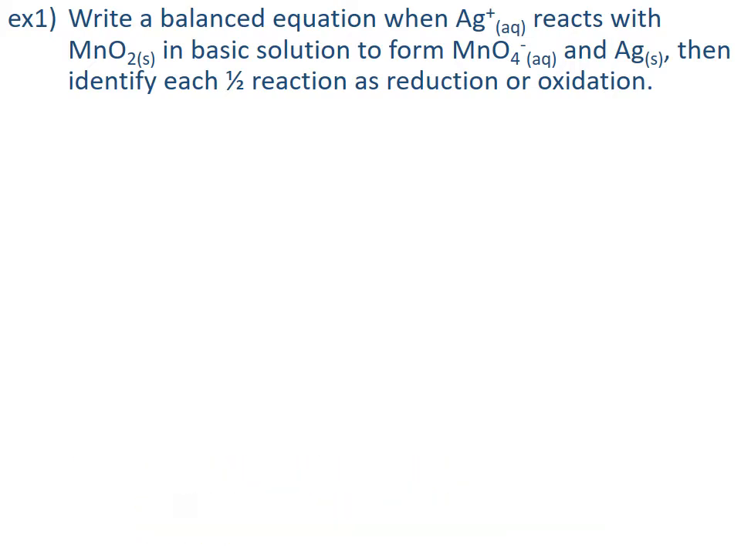My first half reaction is easy. I just have Ag+ going to Ag. The silver already balances, oxygens balance, hydrogens balance. It's just charge I need to balance. I add electrons to the side that is more positive, so I add one electron to the left-hand side, and now my charges are balanced.